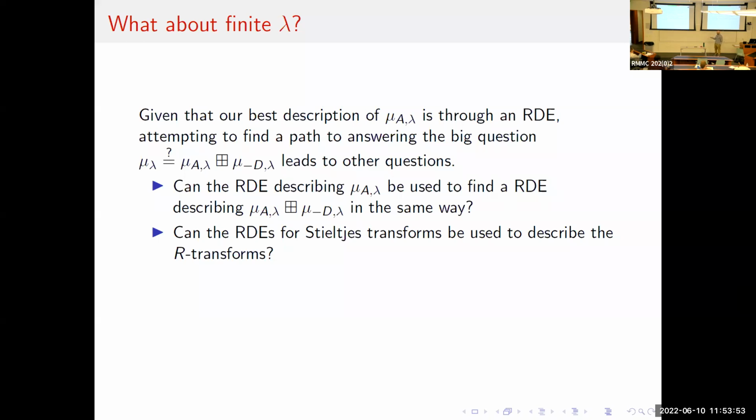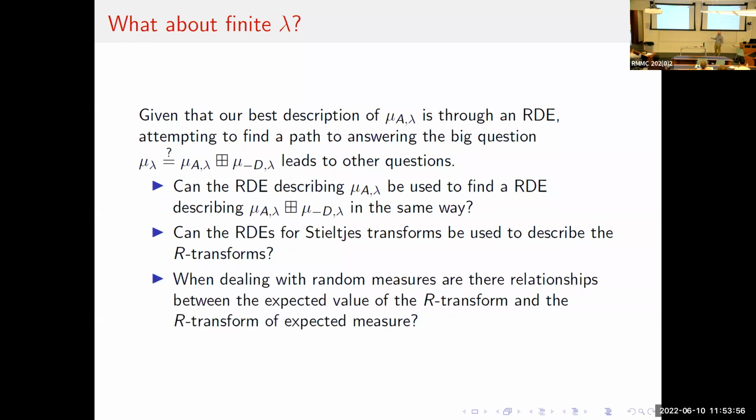And then the next question is, is there any relationship between the expected values of R transforms of random measures and the R transforms of the expected measure? So if we had some nu that's random, could you say anything like this? That would probably be too much to hope for. They're probably not going to be equal. This seems like a very nonlinear thing, but could you find some description of their difference, or some other relationship between the two? And it's unclear to me.